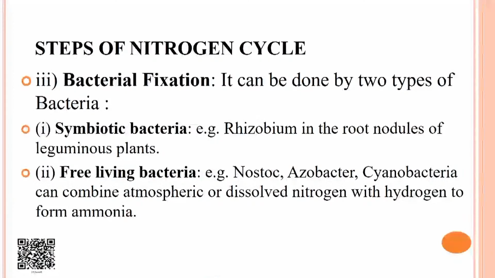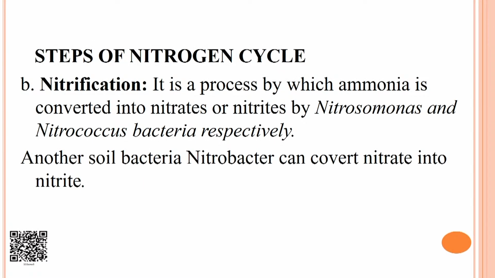Bacterial fixation can also be done by 2 types of bacteria, symbiotic and free living bacteria. Rhizobium in the root nodules of leguminous plants is a symbiotic bacteria, and Nostoc, Azotobacter, cyanobacteria can combine atmospheric or dissolved nitrogen with hydrogen to form ammonia. Second step is nitrification, the process by which ammonia is converted into nitrites or nitrates by Nitrosomonas and Nitrococcus bacteria. Next, another bacteria, Nitrobacter, can convert nitrite into nitrate.